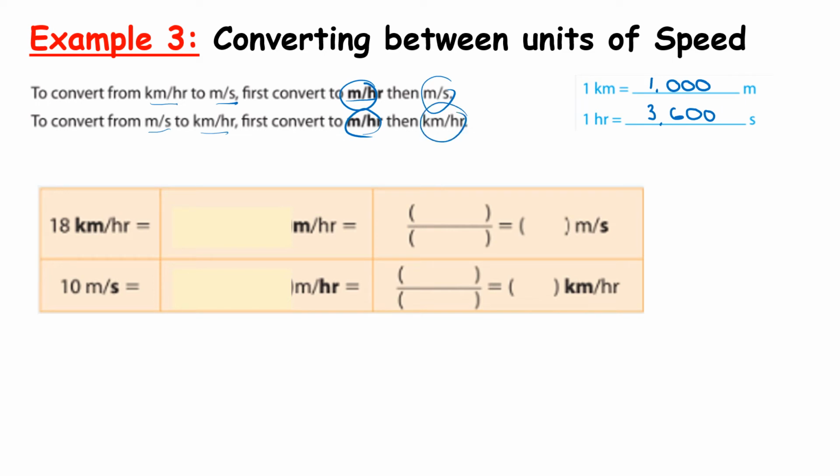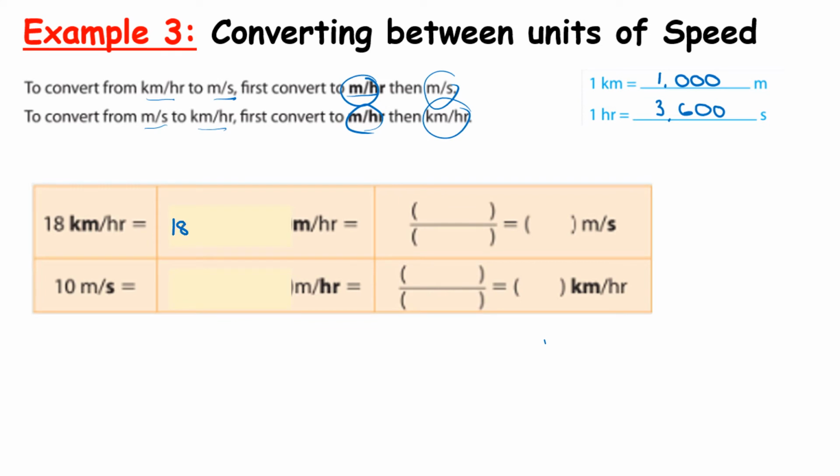So let's break it down and see if that makes sense. If we have 18 kilometers per hour, that means we have 18,000 meters per hour. But 1 hour is 3,600 seconds, and therefore we can go to our calculator, put in 18,000 and divide by 3,600, which gives us 5 meters per second.